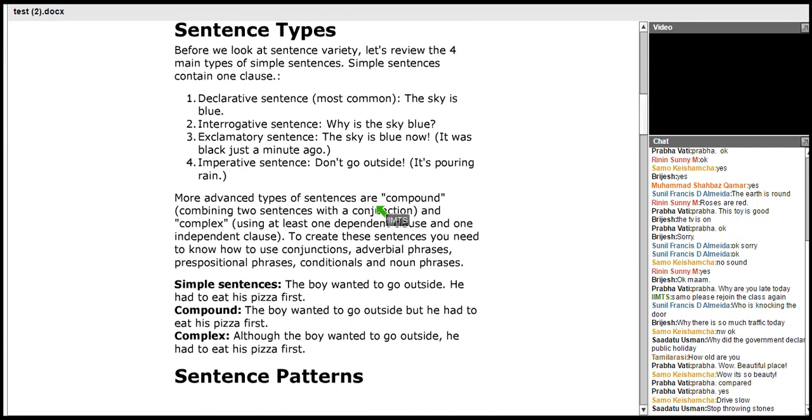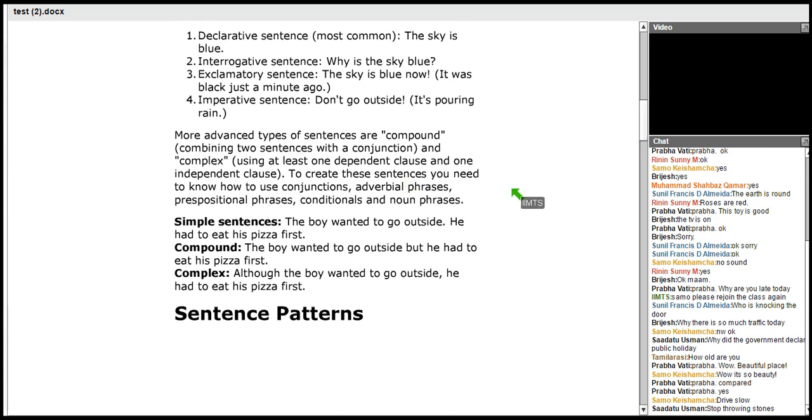More advanced types of sentences are compound and complex. Now what are compound sentences? You can combine two sentences with a conjunction. Complex sentences use at least one dependent clause and one independent clause. To create these sentences, you need to know how to use conjunctions, adverbial phrases, prepositional phrases, conditionals and noun phrases. Now, what are simple sentences? The boy wanted to go outside, he had to eat his pizza first. Now how are you going to turn it into a compound sentence? The boy wanted to go outside but he had to eat his pizza first. Fine, by adding but. What is but? Is it a conjunction?